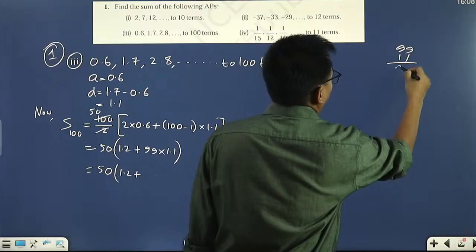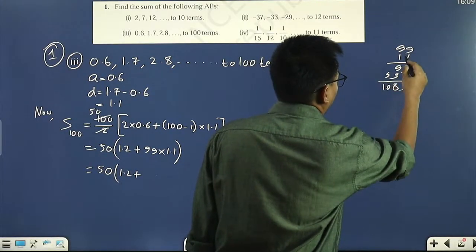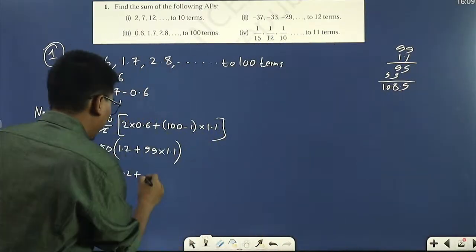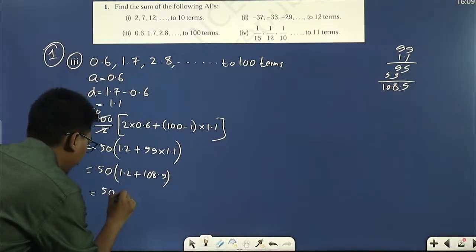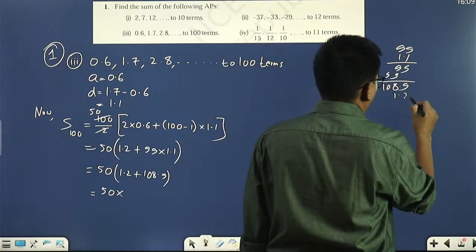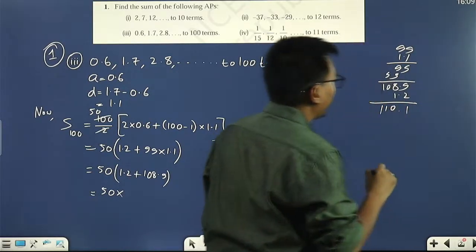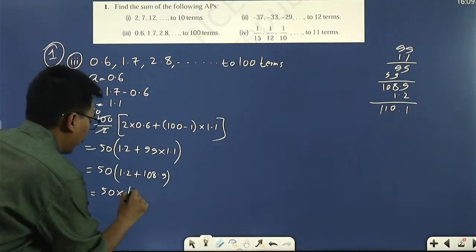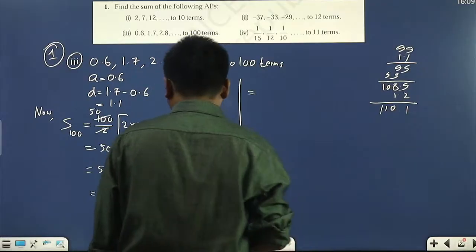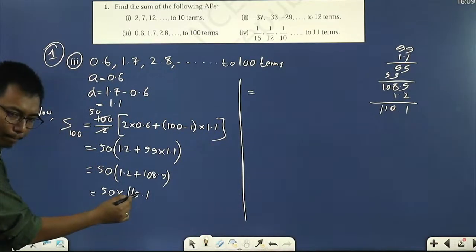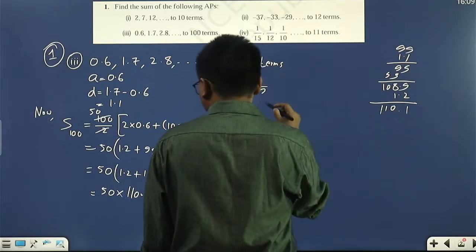99 into 11 will be 1089. So we have one decimal place here, so 108.9, which will be equal to 50 into, okay, let's add them. 108.9 plus 1.2. 9 plus 2 is 11. And 1, 9, 10, 0. 110.1. So we have 1 0 here and 1 decimal place here. Okay, so this decimal point will get removed. We know this, right?